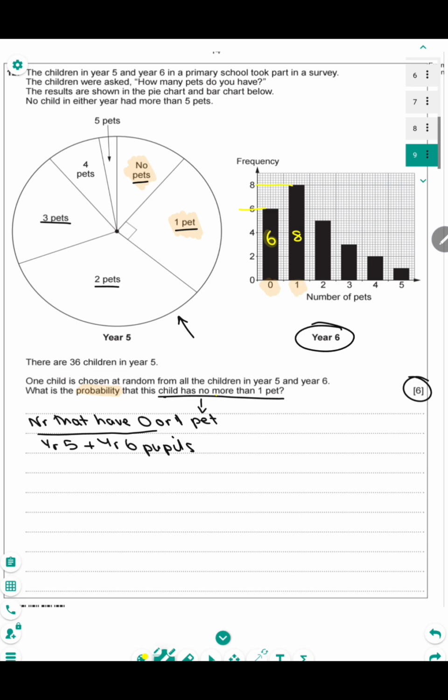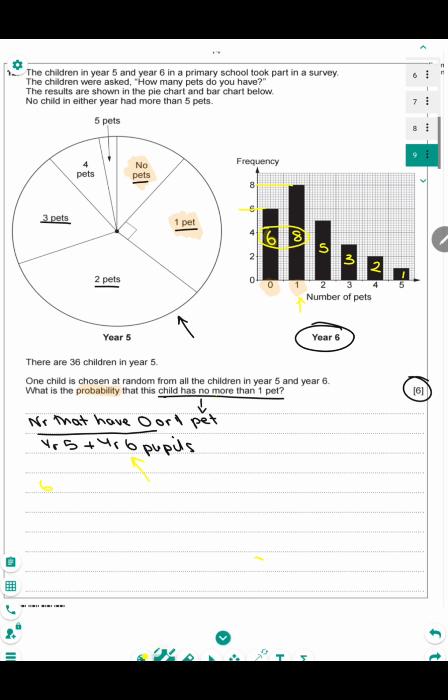So this bar here for the number that have 1 pet, it goes up to the number 8. So there are 8 people who have 1 pet, 6 that have no pets. So those are the numbers we need for the first bit of the probability. But for the bottom bit, we actually need to know how many pupils there are altogether for our probability. So all I'm going to do is literally just write on. You don't have to do it on the bar. You can do it underneath, or you can do it in the working out. 3, 2, and 1. So if we add those numbers together.